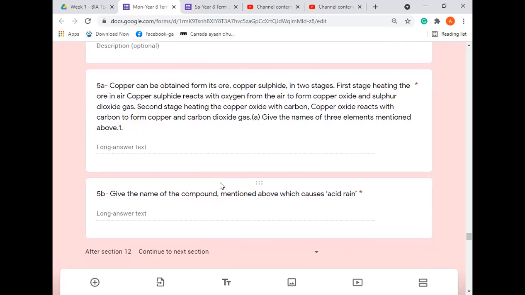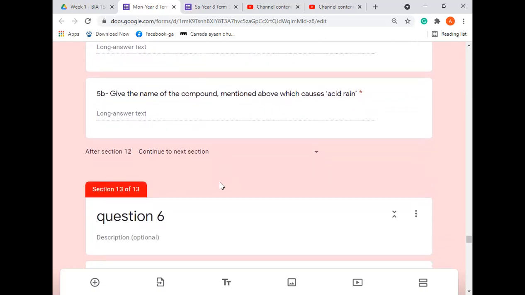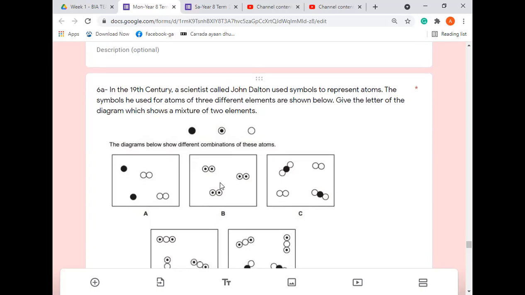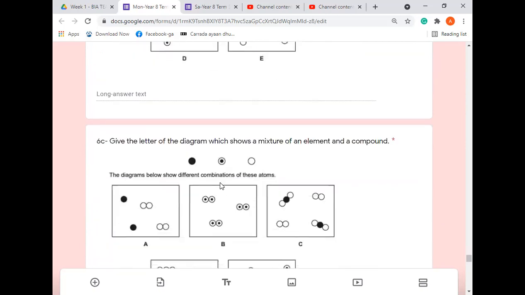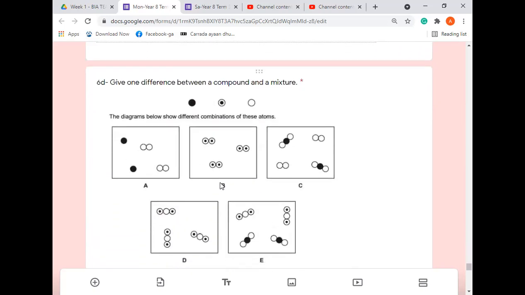Give the names of three elements mentioned above. Give the name of a compound mentioned above which causes acid rain. Question 6A. In the 19th century, a scientist called John Dalton used symbols to represent atoms. The symbols he used for atoms of three different elements are shown below. Give the letters of the diagrams which show a mixture of two elements. Give the letter of the diagram which shows a mixture of two compounds. Give the letter of the diagram which shows a mixture of an element and a compound. And give one difference between a compound and a mixture.